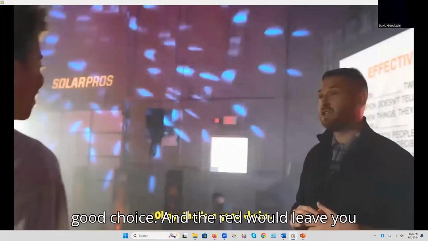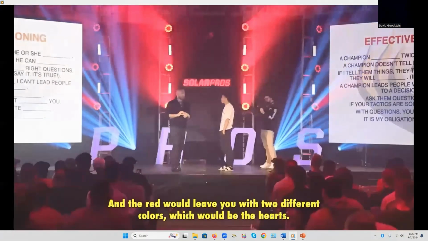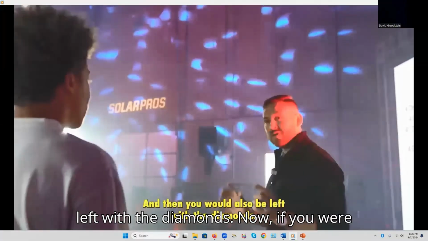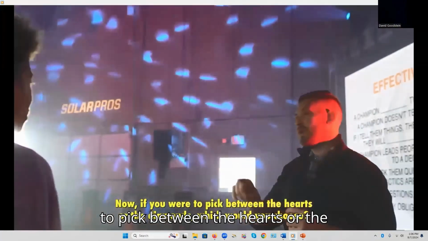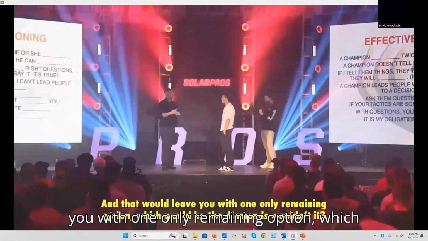And the red would leave you with two different colors, which would be the hearts, and then you would also be left with the diamonds. Now, if you were to pick between the hearts or the diamonds, which would you choose? The hearts. The hearts, and that would leave you with one only remaining option, which would be the diamonds, wouldn't it?